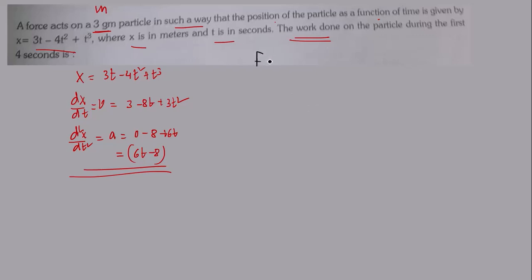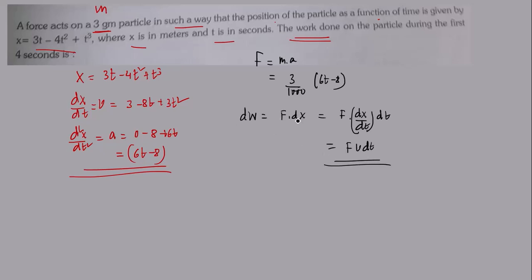Now, force acting on the particle of mass m can be written as F equals m a. So what is that m? That m is 3 grams, so 3 by 1000 in kg, and a is 6t minus 8. So this is the force acting on the particle. Now the work done: if I write dW, what is dW? It is F dot dx. Because it is a function of time, we divide by dt and multiply by dt, so dx by dt times dt. It gives F into v into dt. This is the new expression for W.